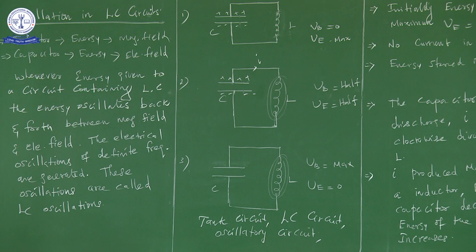Then what is meant by the LC oscillations? Whenever energy is given to the circuit containing the LC circuit, the energy oscillates back and forth between the magnetic field and the electric field. This is very important. Suppose you see the diagram. Suppose you are taking a fully charged capacitor, ஒரு ஃபுல்லா சார்ஜ் ஆகக்கூடிய ஒரு கெபாசிட்டர் எடுத்துக்கிறீங்க, but the inductor has no energy. So inductorல எனக்கு எனர்ஜி கிடையாது.